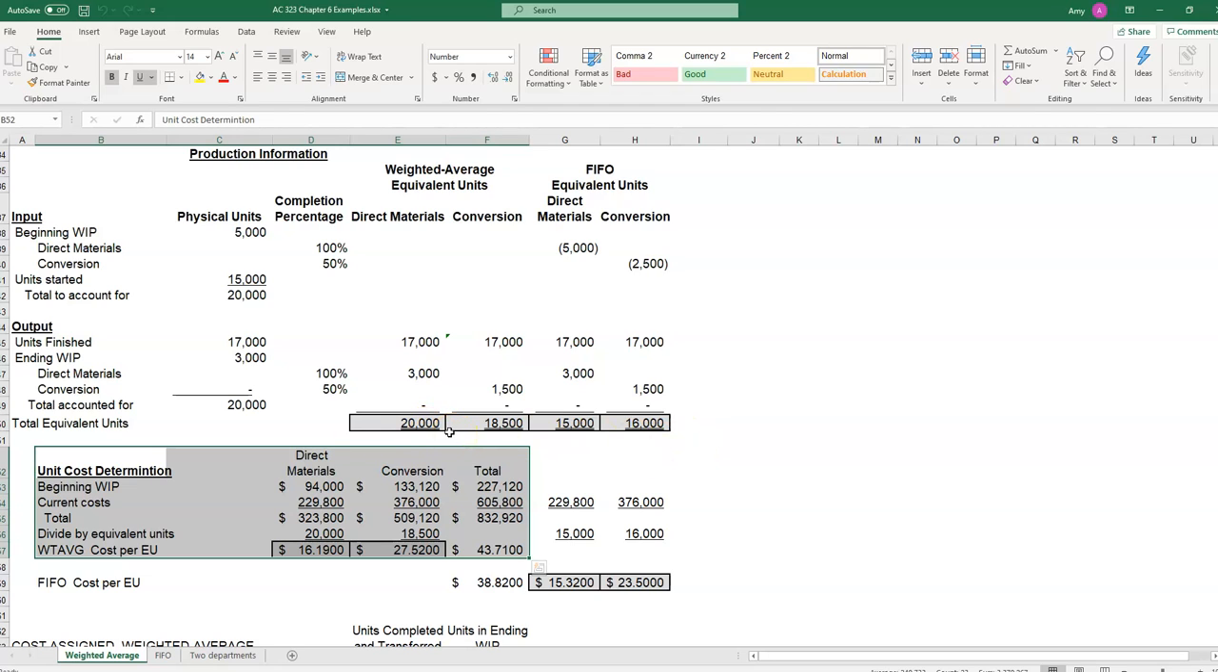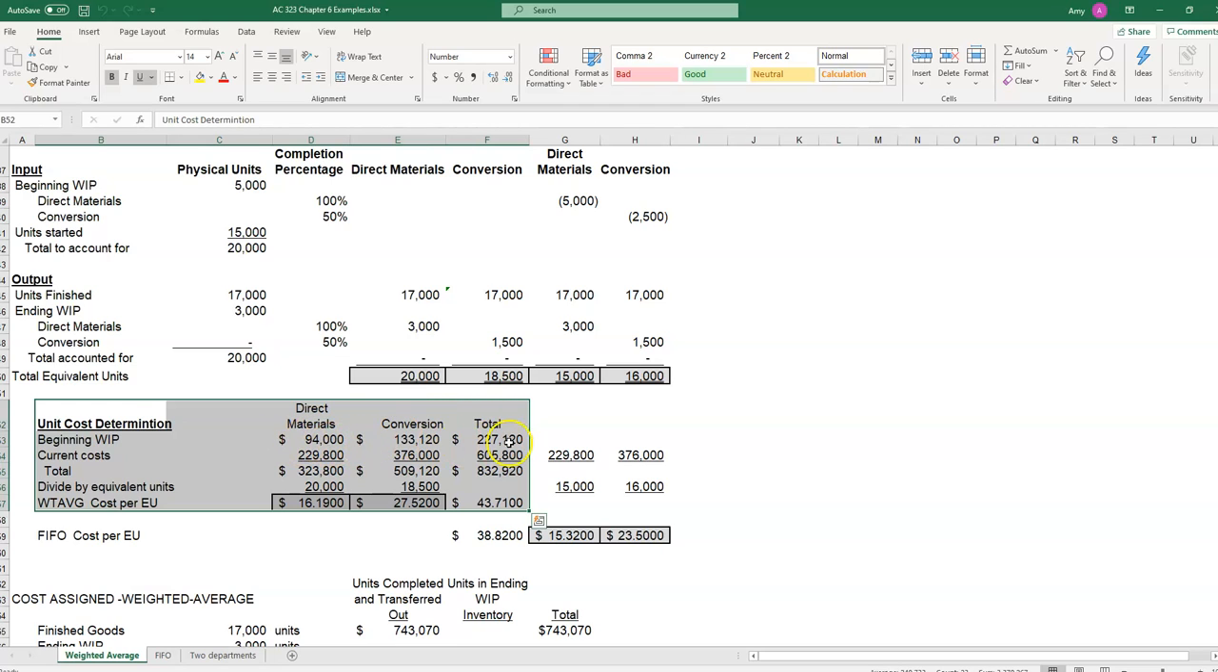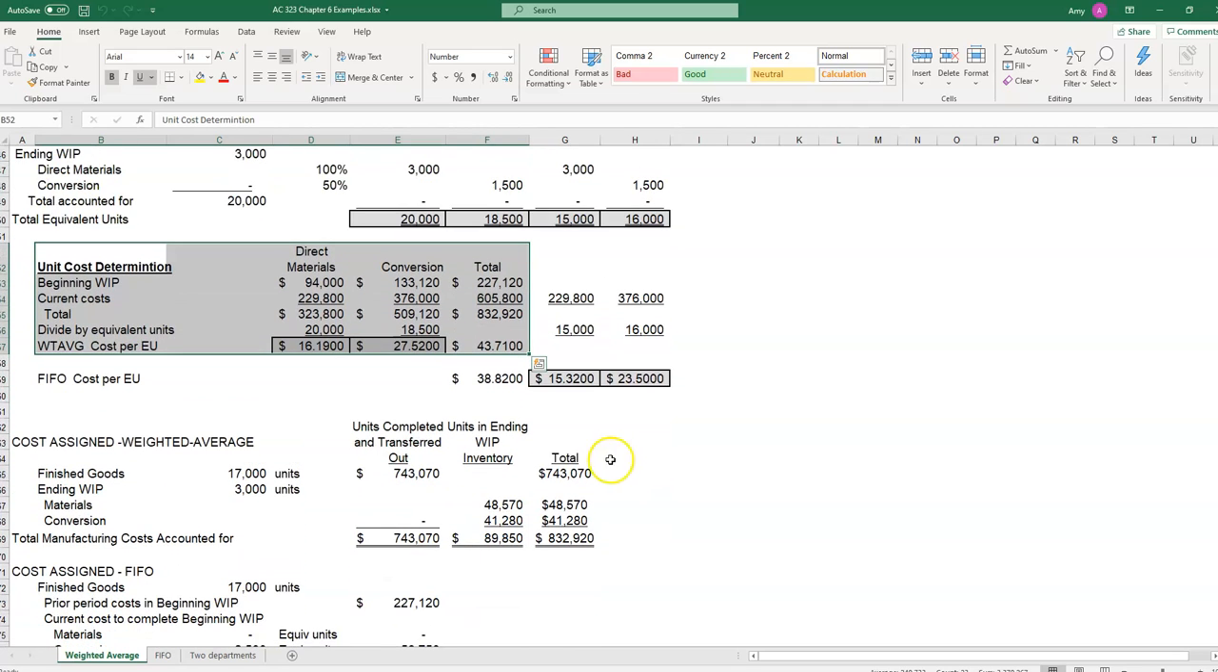Weighted average also combines the beginning work in process costs with our current costs when we're figuring out what our cost per equivalent unit is, where the FIFO only looks at the cost in the current unit. So you can see these current costs here. We have 229,800 and 376 for conversion. In the weighted average, we've added the beginning work in process and reduced it. And in the FIFO, we only use the current costs.